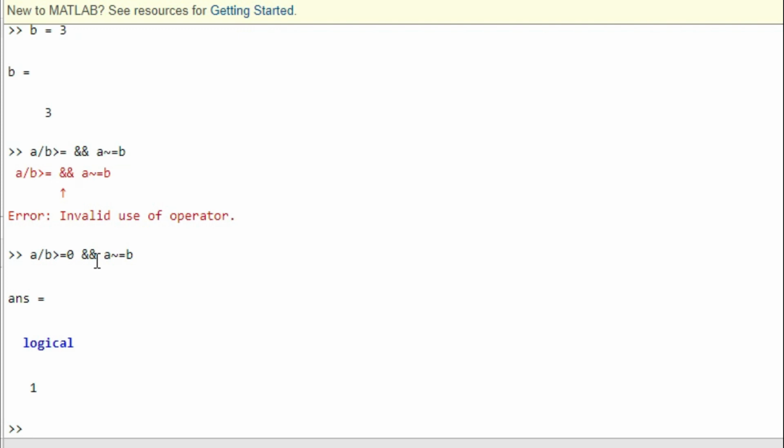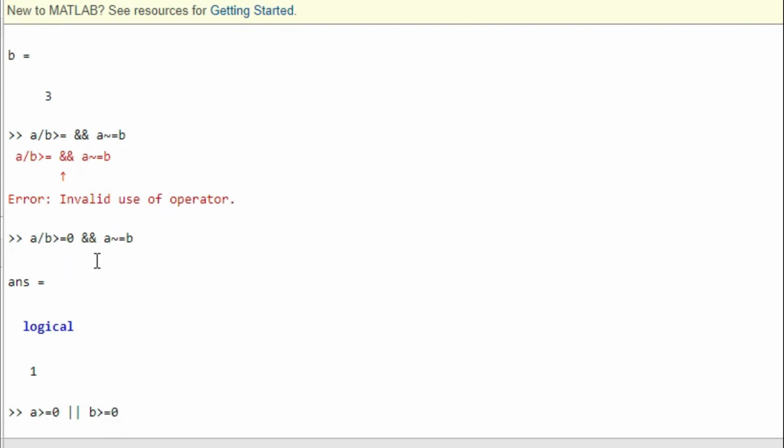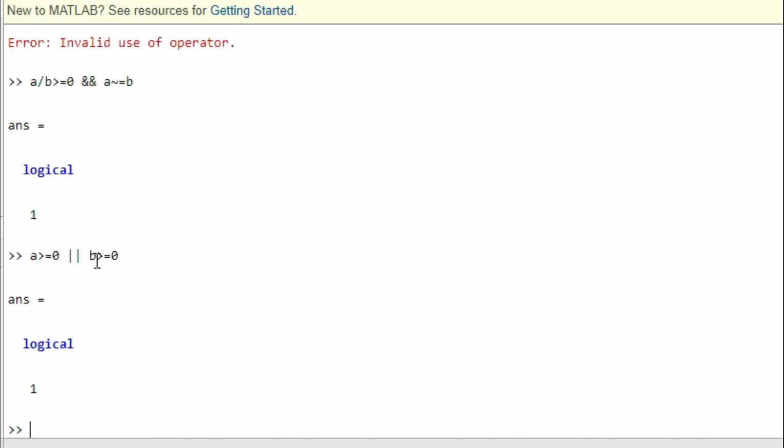So let's try A is greater than or equal to 0, double bar means short circuiting OR, and B is greater than or equal to 0. So it gives 1. When both conditions are true, it gives true, which means true or true gives true.